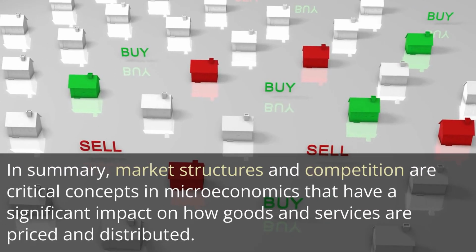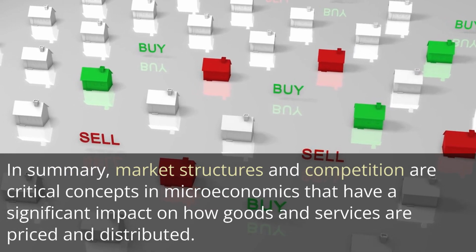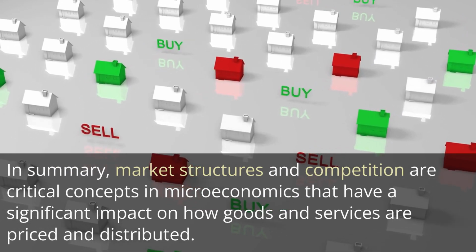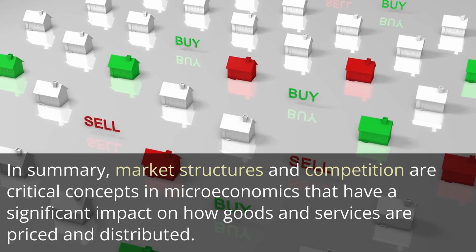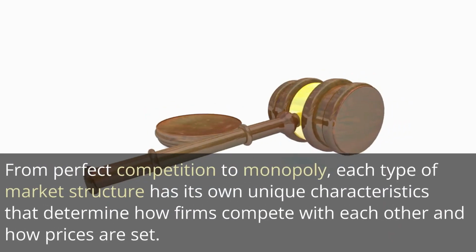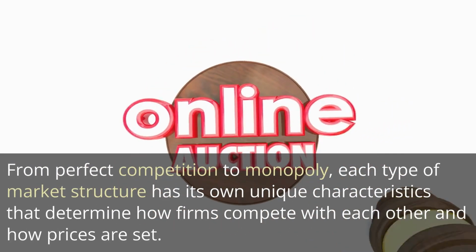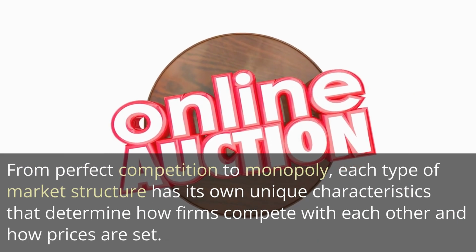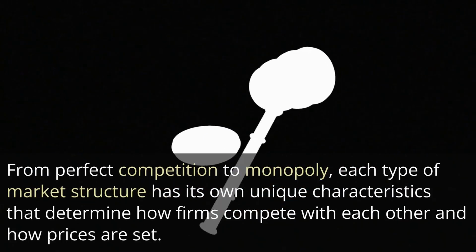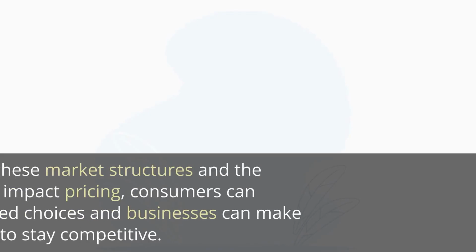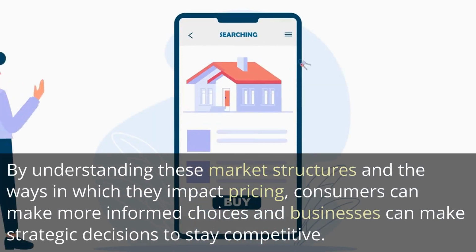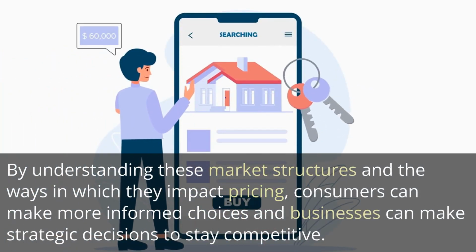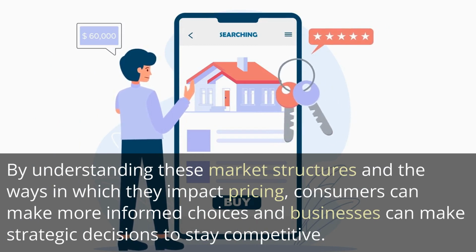In summary, market structures and competition are critical concepts in microeconomics that have a significant impact on how goods and services are priced and distributed. From perfect competition to monopoly, each type of market structure has its own unique characteristics that determine how firms compete with each other and how prices are set. By understanding these market structures and the ways in which they impact pricing, consumers can make more informed choices and businesses can make strategic decisions to stay competitive.